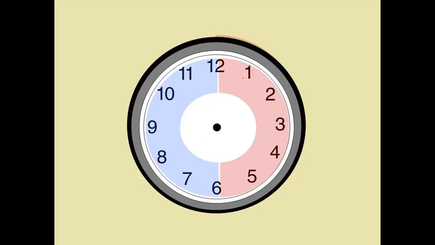Let's start with the pink part, and we recognize and we count the minutes starting from number 12. When we count from 12 to 1, it forms only 5 minutes. And when it moves to number 2, it gives another 5 minutes.